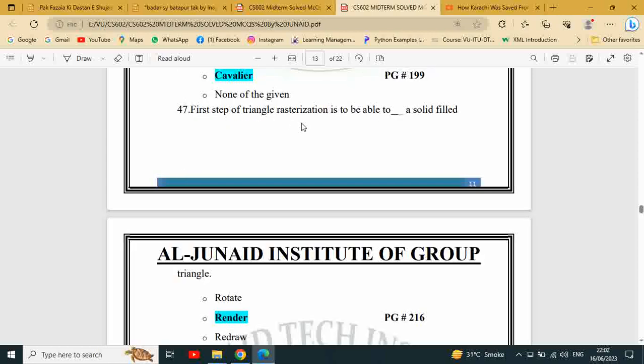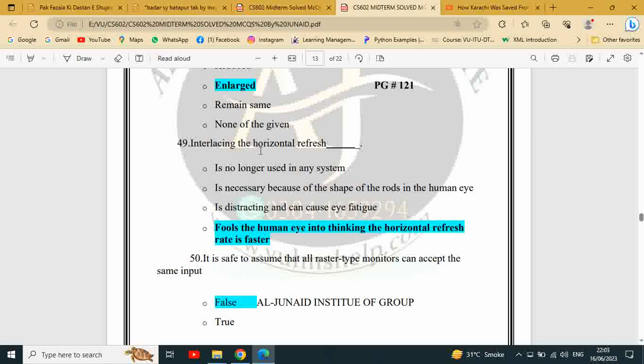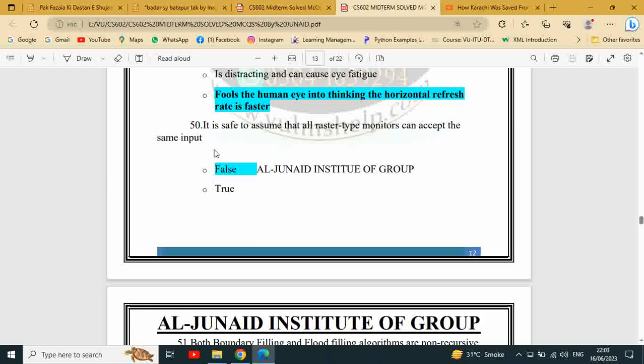The first step of triangle rasterization is to be able to render the solid fill. If the value of the scaling factors Sx and Sy is greater than 1, then the size of the object will be enlarged. Interlacing the horizontal refresh fools the human eye into thinking the horizontal refresh rate is faster. It is safe to assume that all raster type monitors can accept the same input.